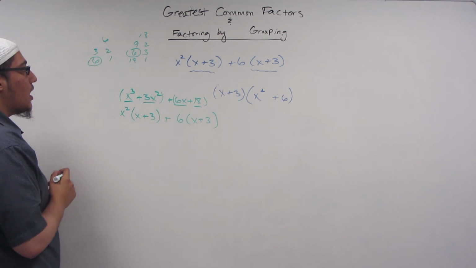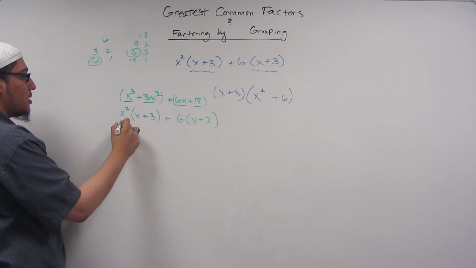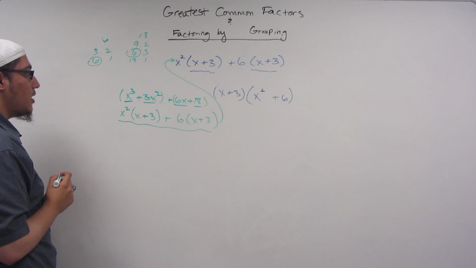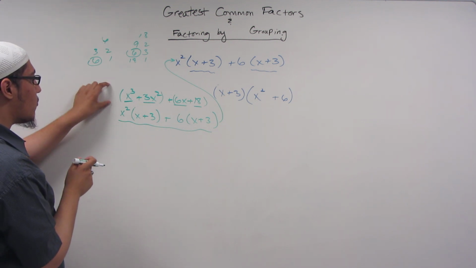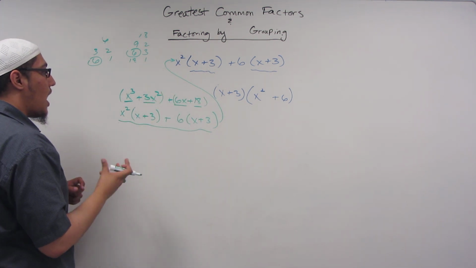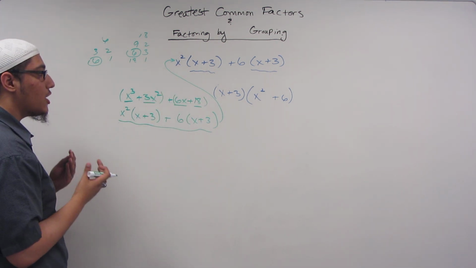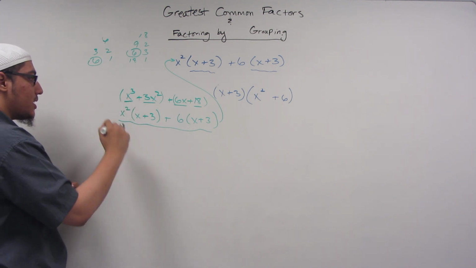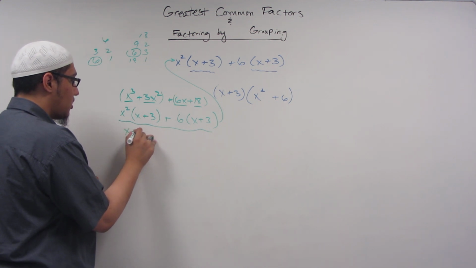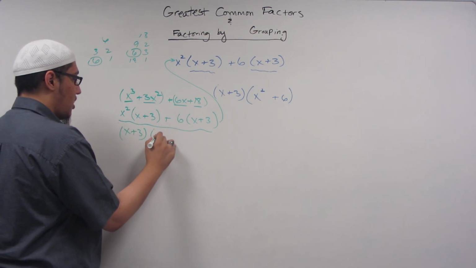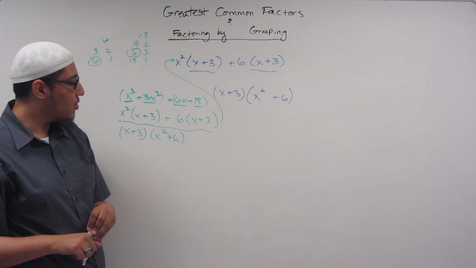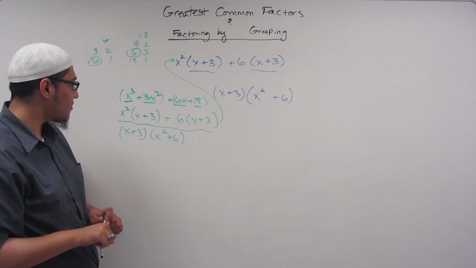Now, if you can see here, this is just like this. What I just did from the original polynomial, which was this without the parentheses, I factored it by grouping. And now the next step would be to see that x plus 3 is common in both. Let's pull that out, leaving us with x squared plus 6. Now that's an example of factoring by grouping.